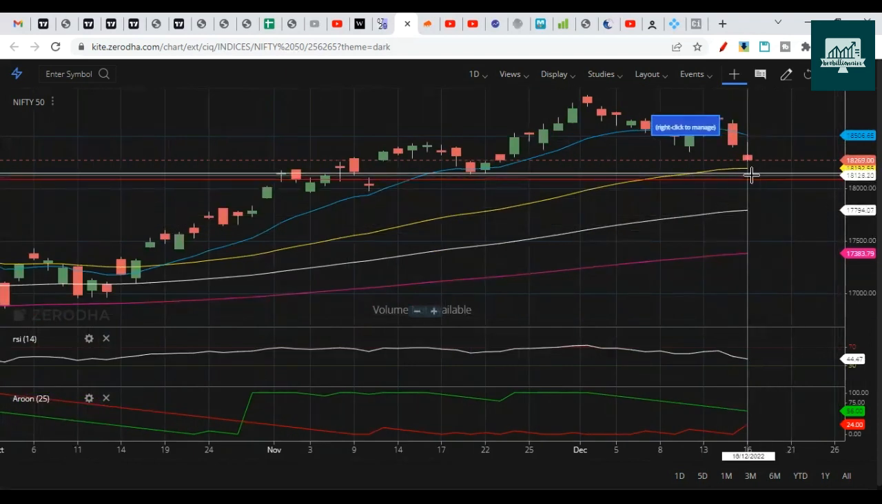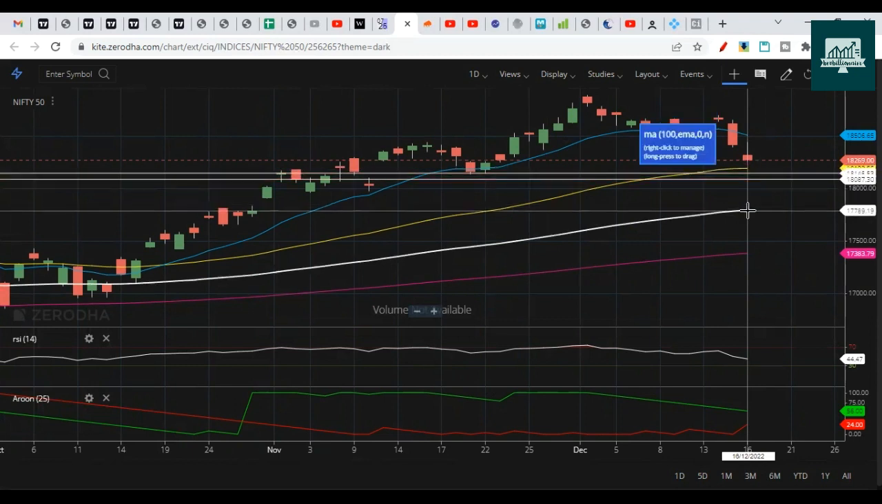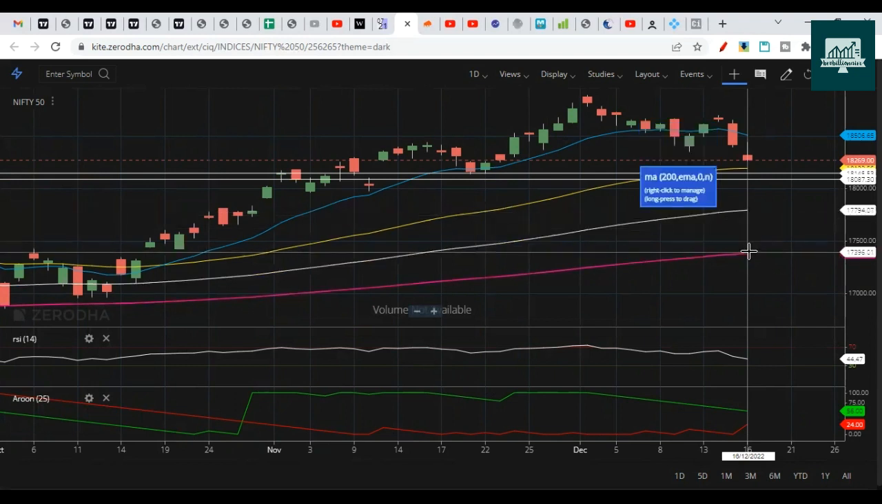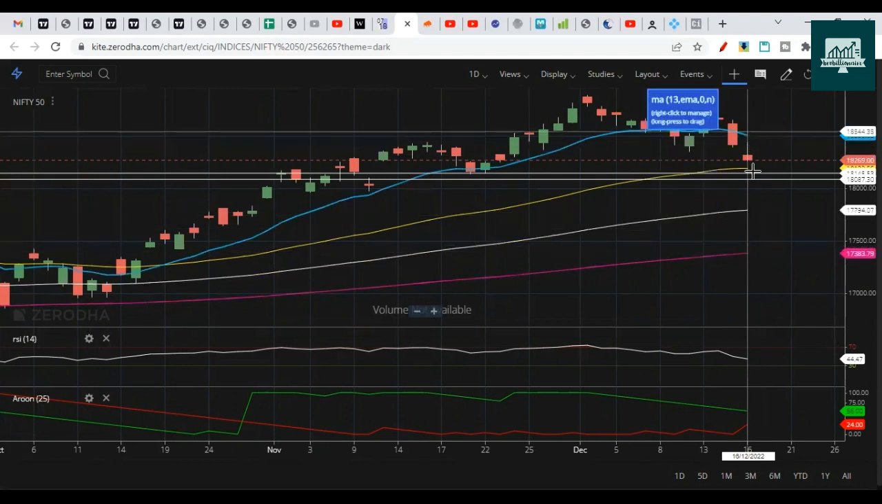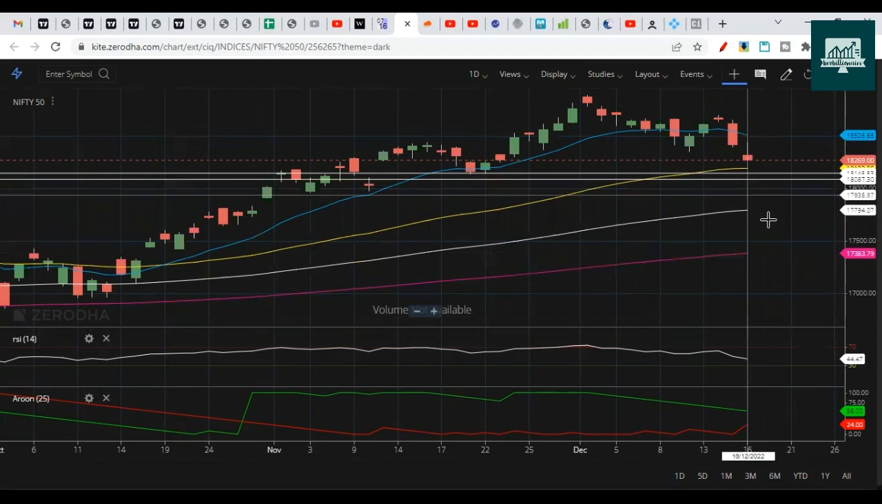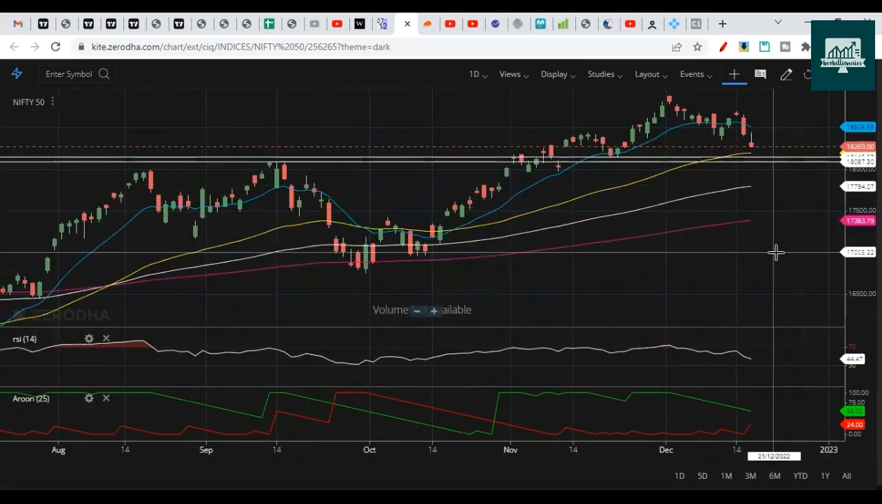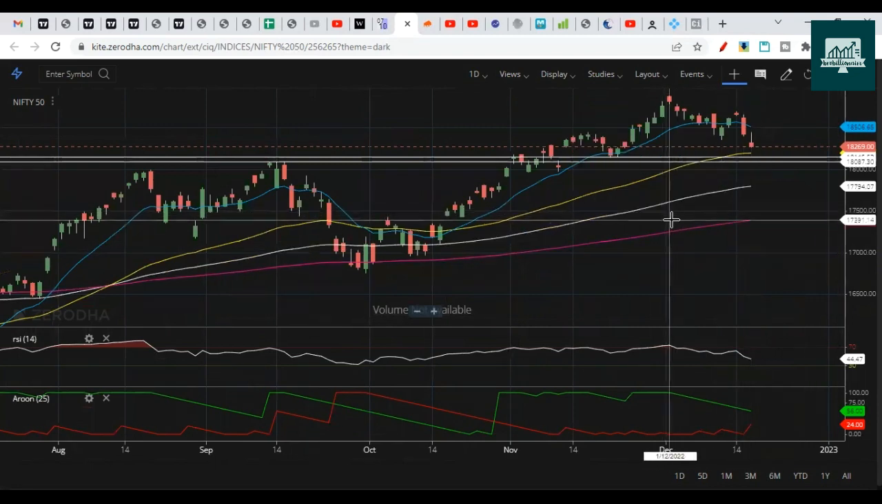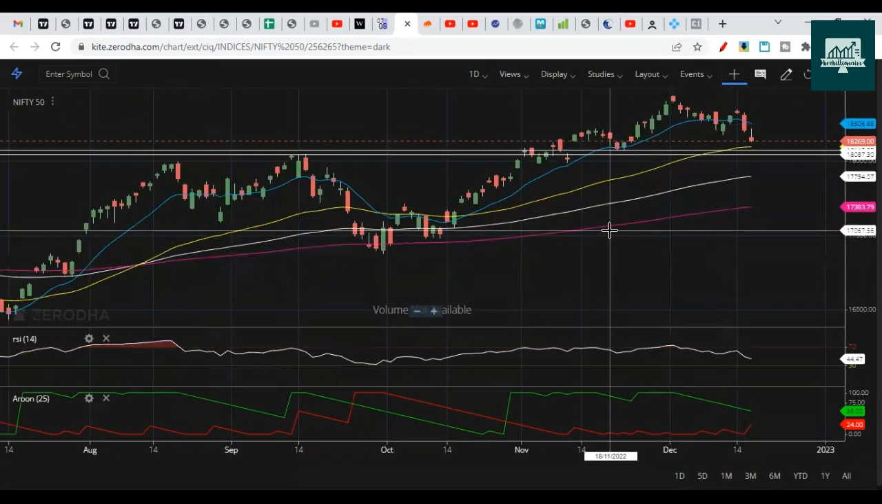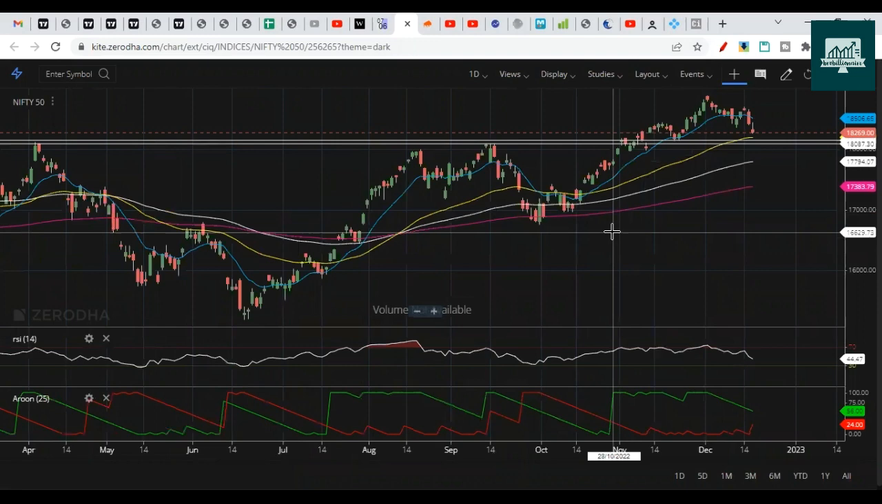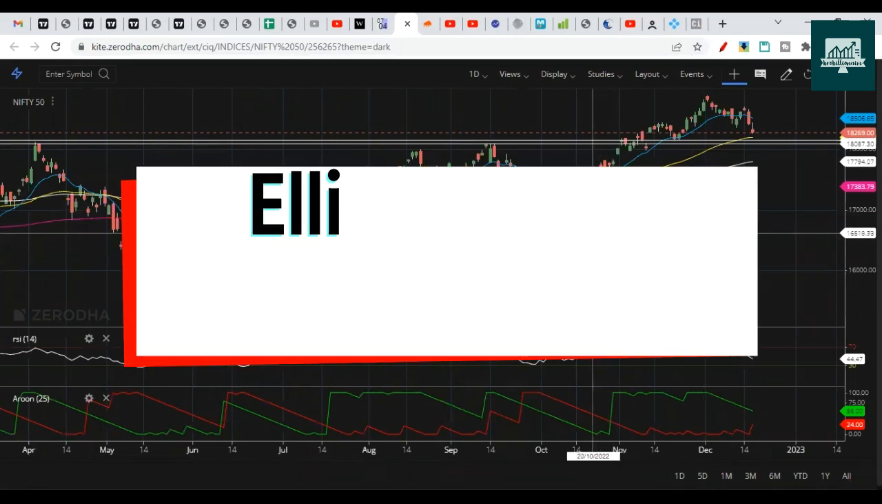If it is not able to sustain that support, meaning it closes below the 48 EMA, then the 100 EMA will activate. If it closes below this 100 EMA, then the 200 EMA will act as support. So we have to consider these as steps. And most likely, as per my other analysis of Elliott Wave, we are dropping towards the 200 EMA. That is a bold statement. We'll see why we are saying that. So let's check the Elliott Wave analysis.